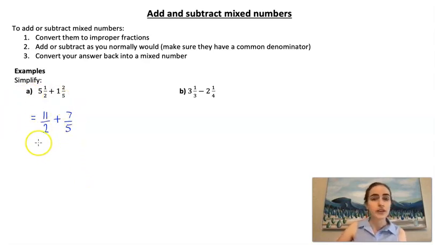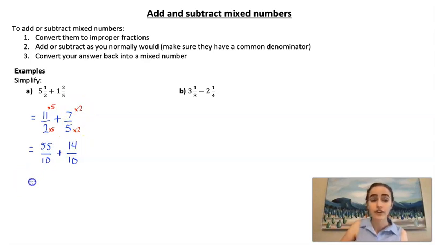All right, so now we're adding two improper fractions. We need to make them have a common denominator. So our common denominator is our lowest common multiple of 2 and 5, which would be 10. So we want both of our fractions to have a denominator of 10. Now to do that, we'd have to multiply 2 by 5 to get 10. So we'd have to do the same thing to the numerator as well. And for this fraction, we'd have to multiply 5 by 2 to get to 10. So we'd have to multiply the top by 2 as well. So that means that 11 times 5 would give us 55. And 7 times 2 would give us 14.